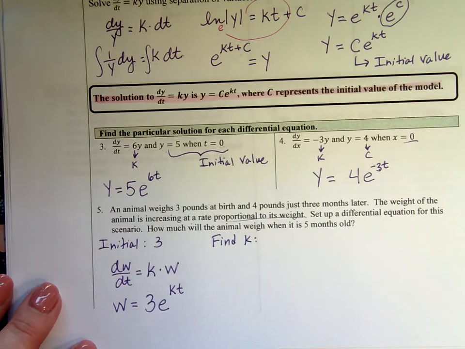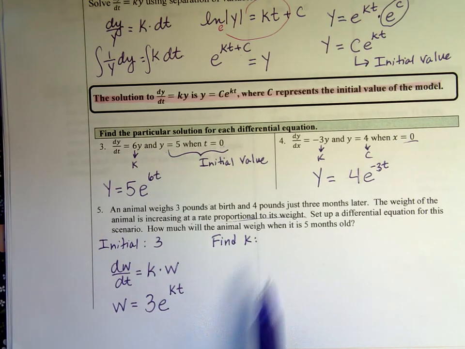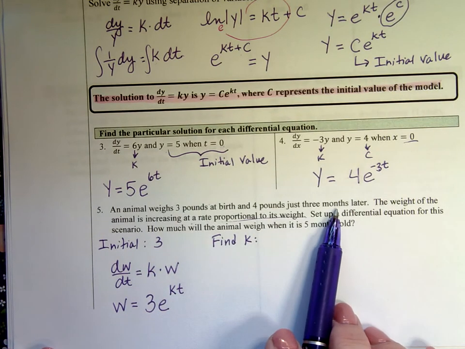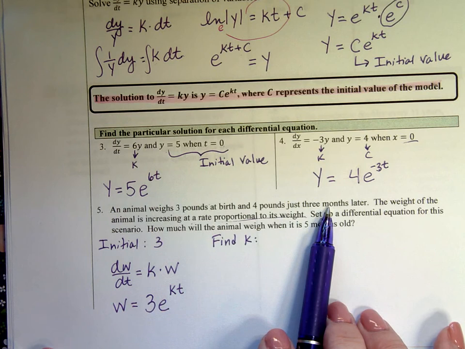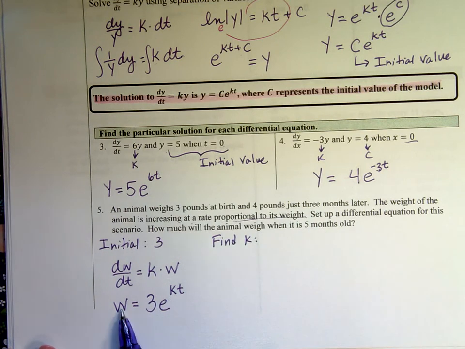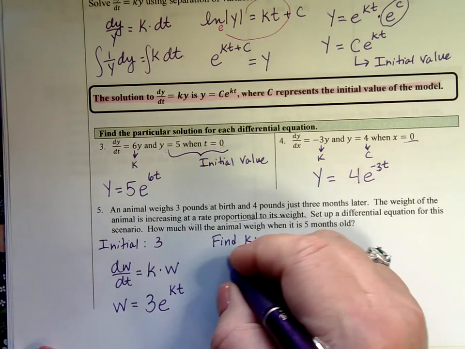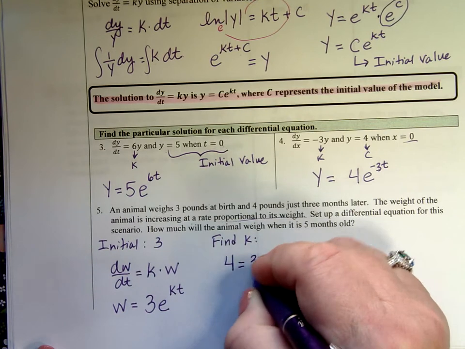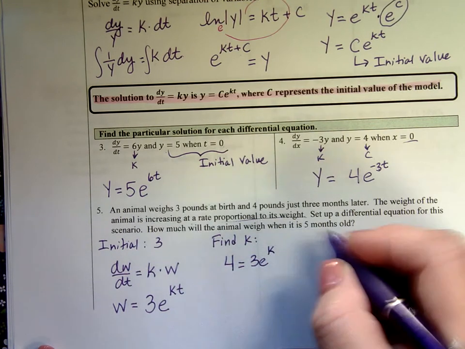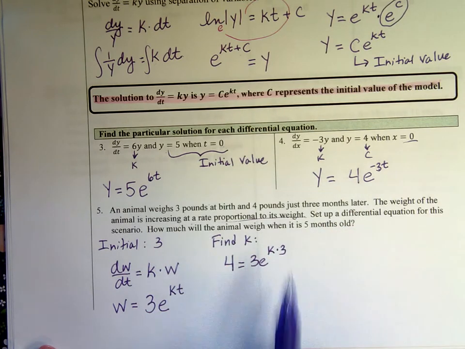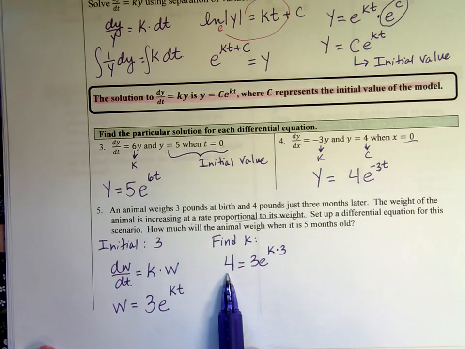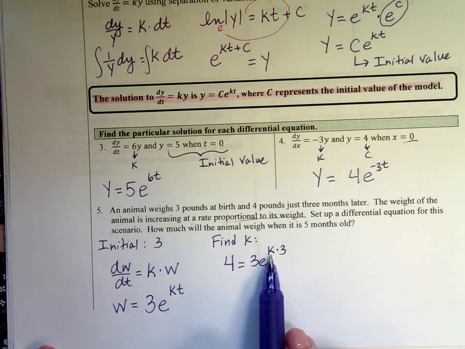And they gave you enough information to be able to do that by this next statement right here. 4 pounds is this animal at 3 months. Well, the weight is 4 pounds. I don't know what k is. I'm looking for it at 3 months. So I plug in a 3 for t, plug in a 4 for the w, and now I have one unknown, the k. I can solve for this.